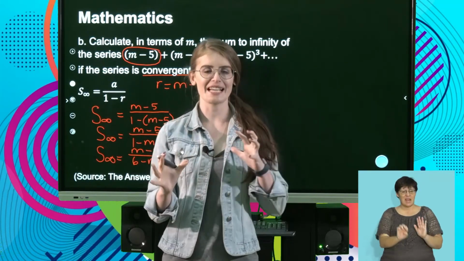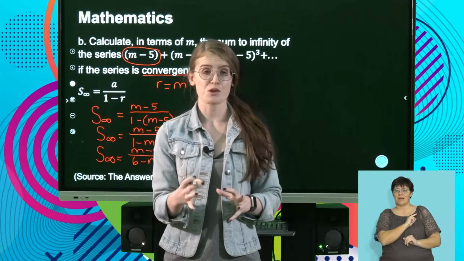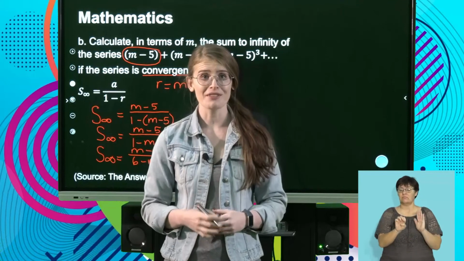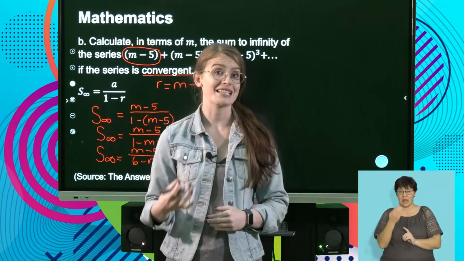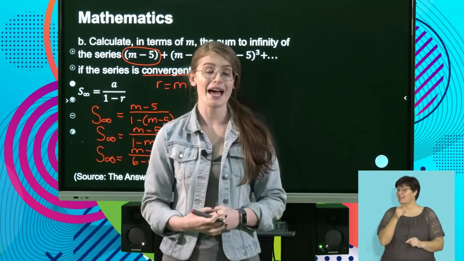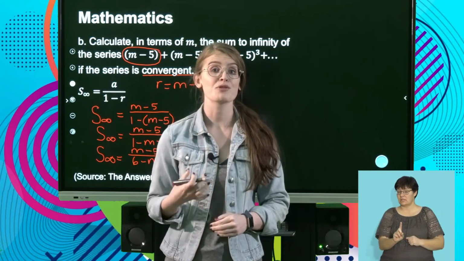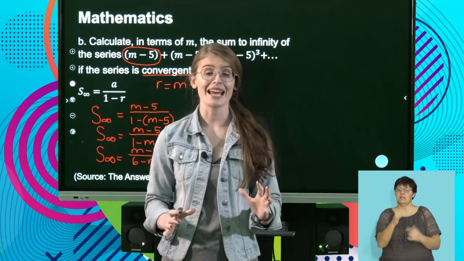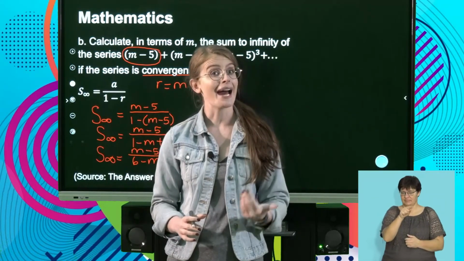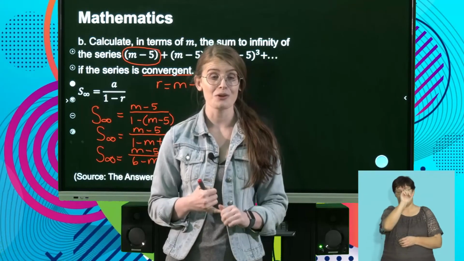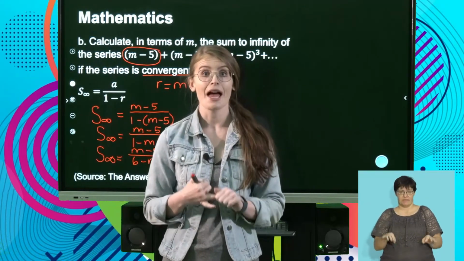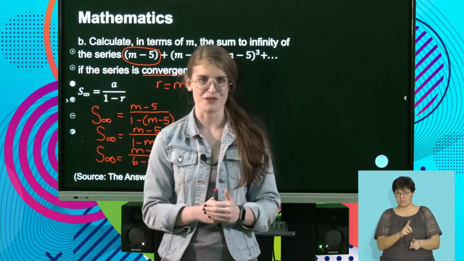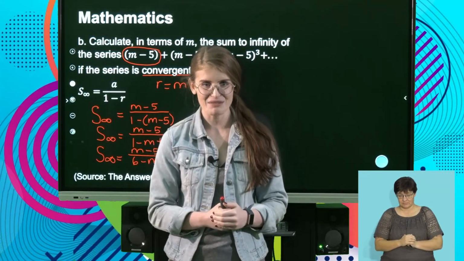This example looks slightly weird because we're used to the sum to infinity actually approaching a specific number. For this example, the sum to infinity is approaching a number, except this number has been represented in terms of m. So it looks a bit different, but we've still calculated the sum to infinity by substituting in our a value as well as our r value and making sure that it has been simplified. So my answer is in terms of m. Let's look at C together.